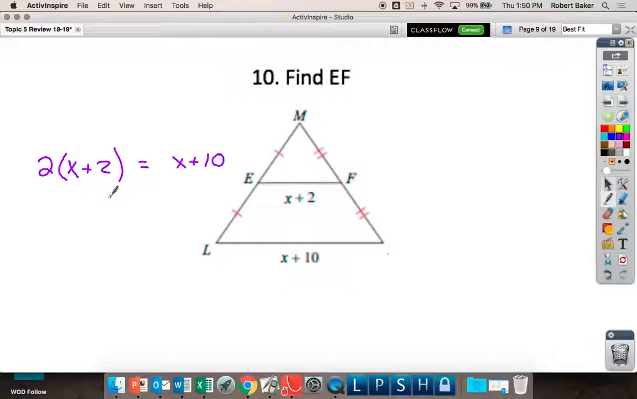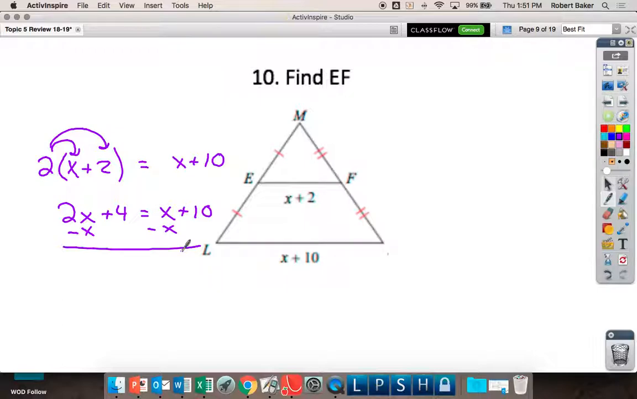Now I have to do algebra. 2 times x is 2x. 2 times 2 is positive 4. Now it's equal to the long line. You can subtract an x from both sides. So x plus 4 equals 10. That's subtracting an x from both sides. Then I got to subtract 4 from both sides.